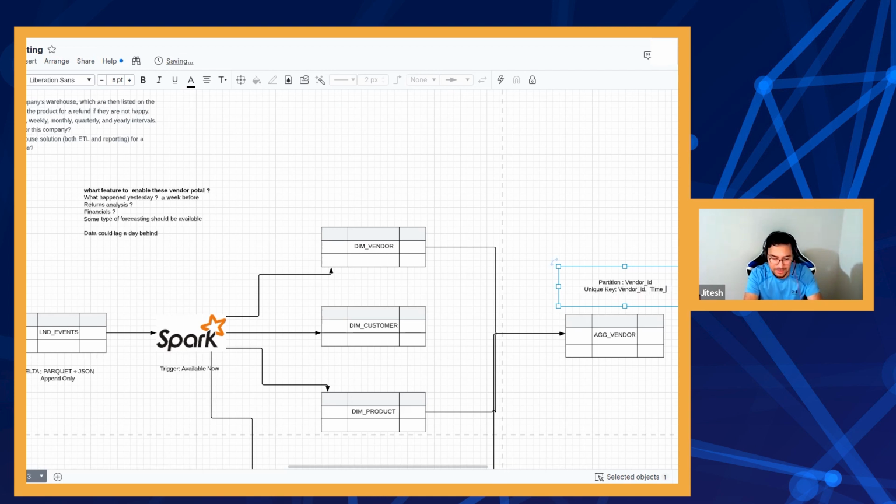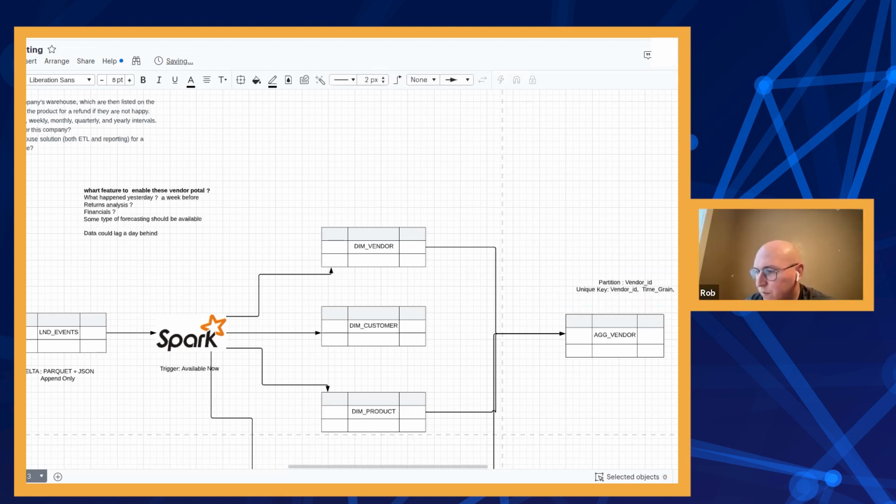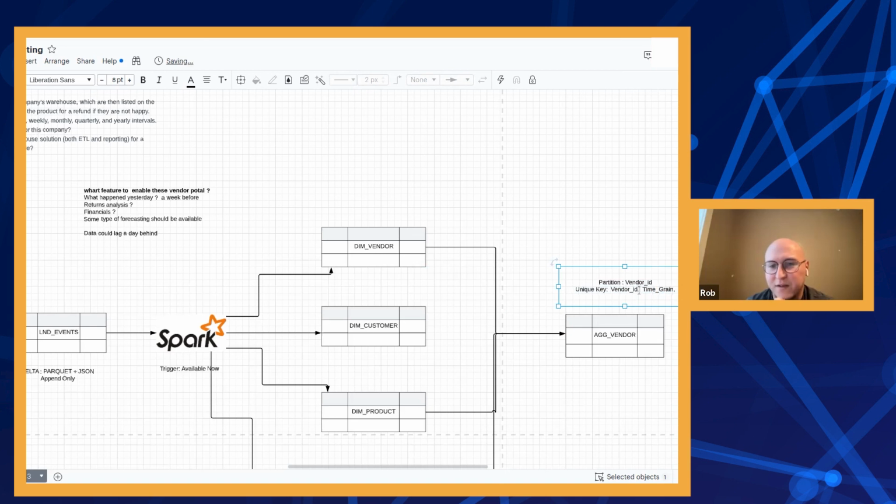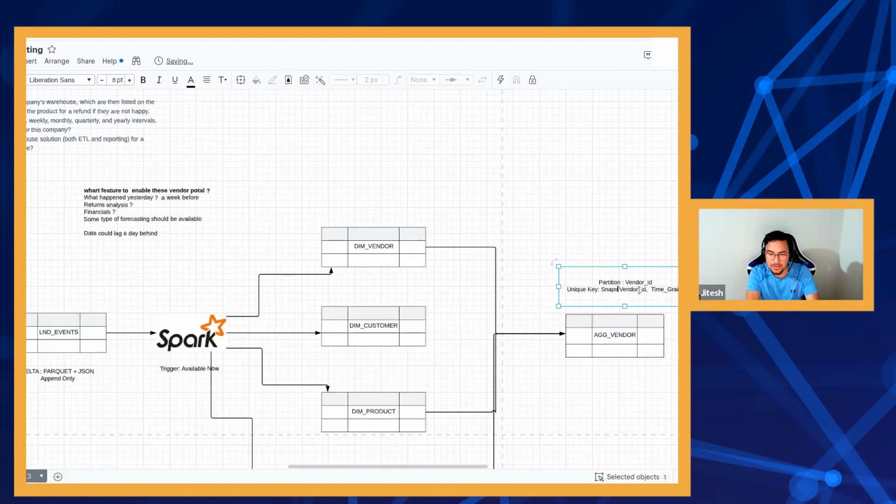Time window, time grain. What should I call it? Well, we also have to have a date, right? So yeah, we can call it time grain. Maybe you're thinking about snapshot granularity date or something. Going back to the hint which you gave me, which is you also need a date, we can have a snapshot date.